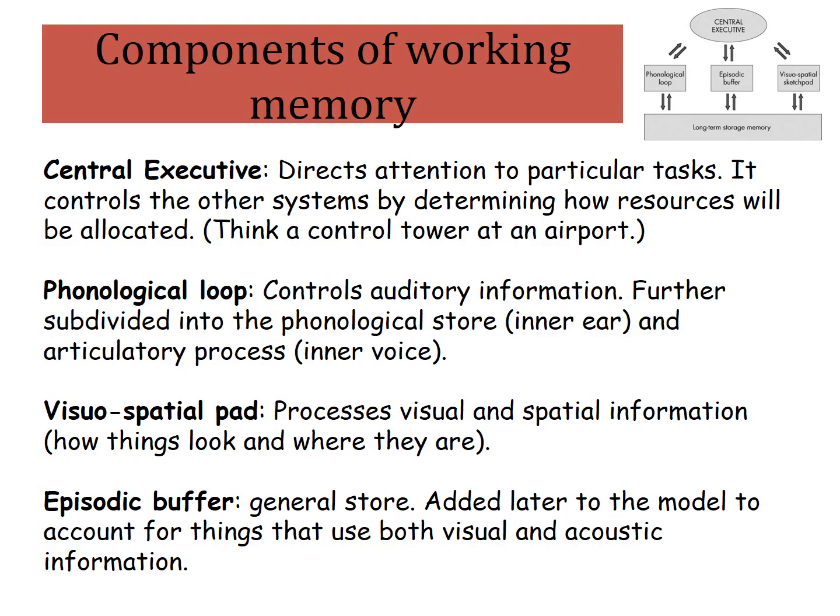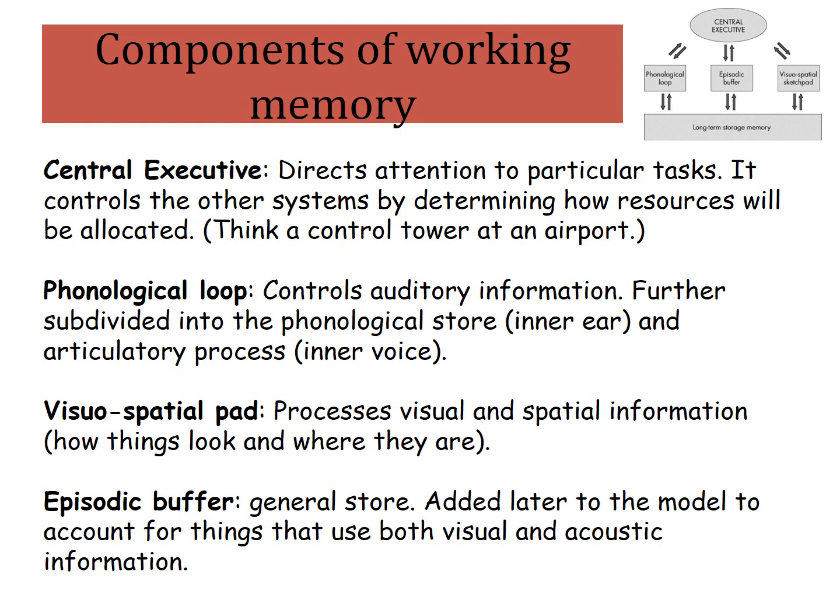So components of the working memory then. I've already pointed them out in a very brief way, so this is just going into a little bit more detail. So central executive, it is the one that directs the attention, the executive is the one in charge, therefore you can remember in that respect. So it controls all the other systems by determining how we will use our resources today. So it could be a control tower at an airport if you wanted a more real life example.